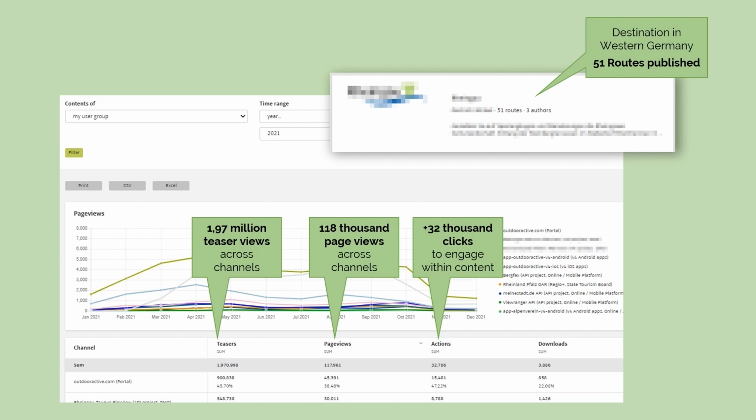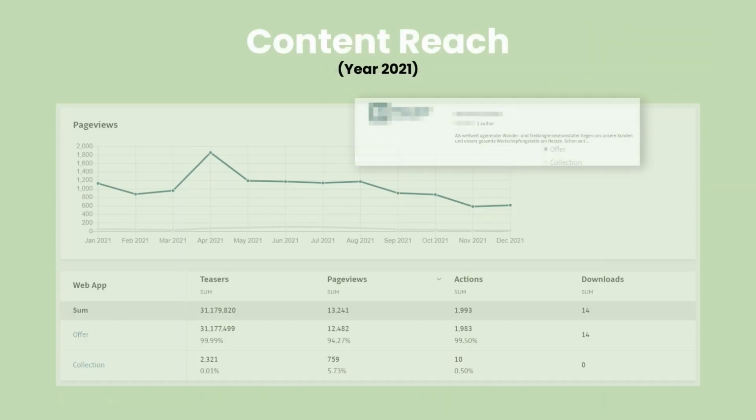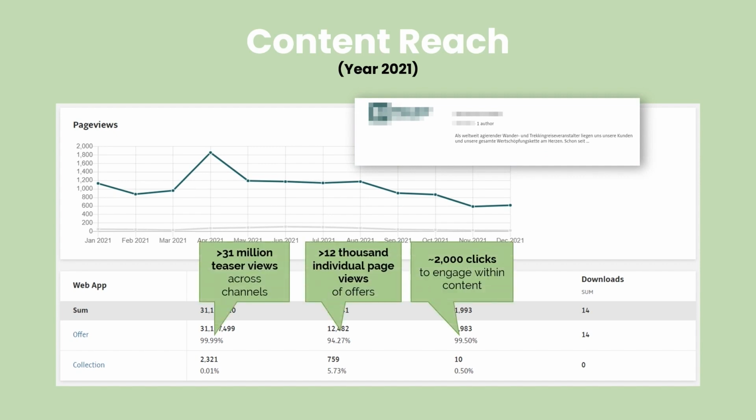Content created by the destination received 118,000 page views, meaning a user actually visited the content and interacted with it. There were even over 32,000 clicks registered, meaning that a user interacted with the content more deeply. How long do you think it would take you to get 118,000 people to look at your social media posts and to gather 32,000 likes? And this even works for offers like guided tours and travel packages. Here's an example of an adventure tour operator that has published 172 offers through Outdooractive.